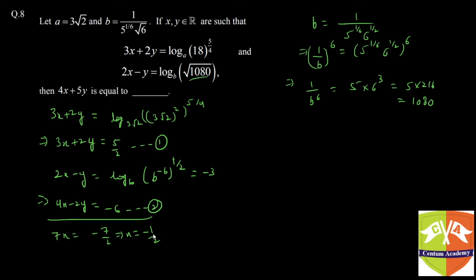And if x is minus half, if I substitute that in anywhere, my y will be 3 minus 1, that is 2. And if I substitute these values of x and y, then my 4x plus 5y will become minus 2 plus 10, that is 8. So the answer to this numerical answer question is simply 8.